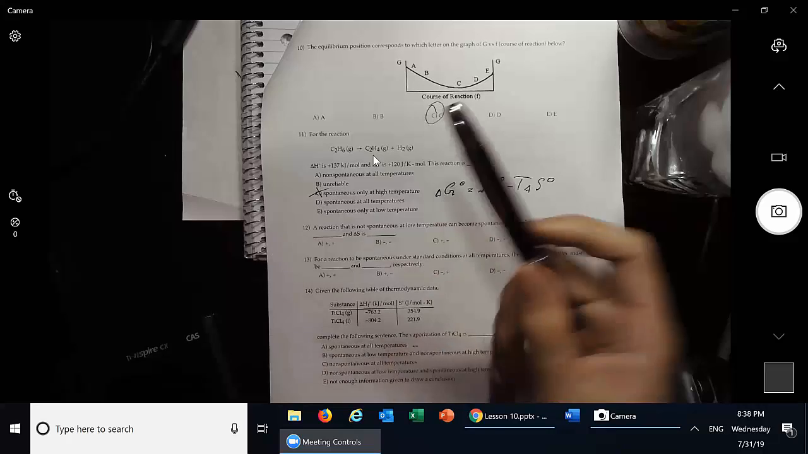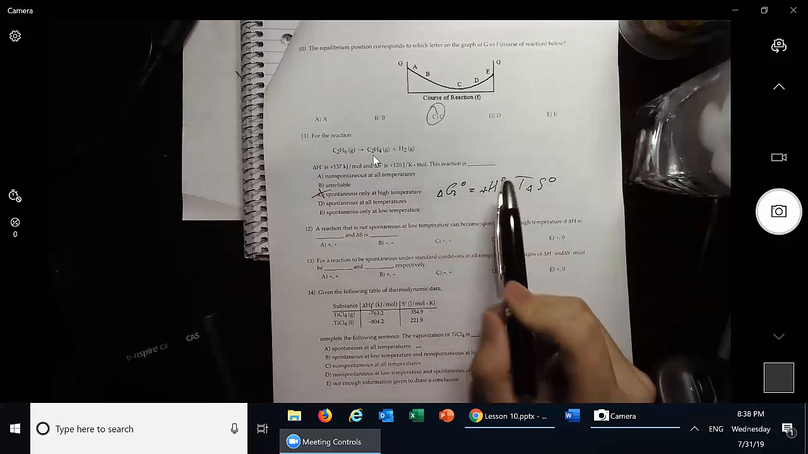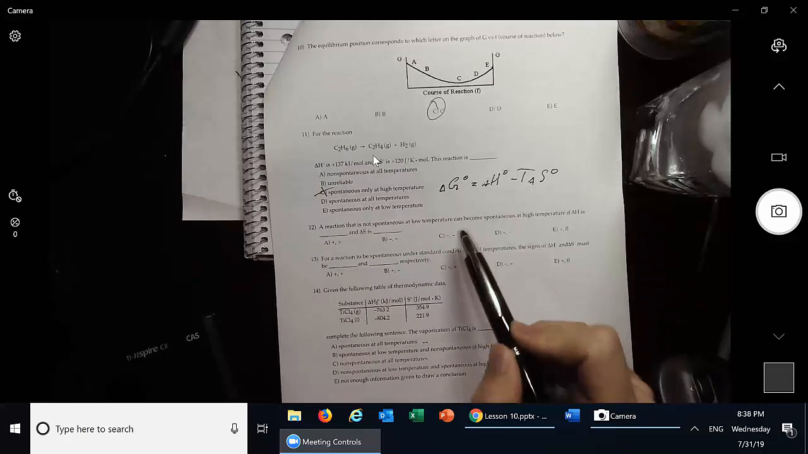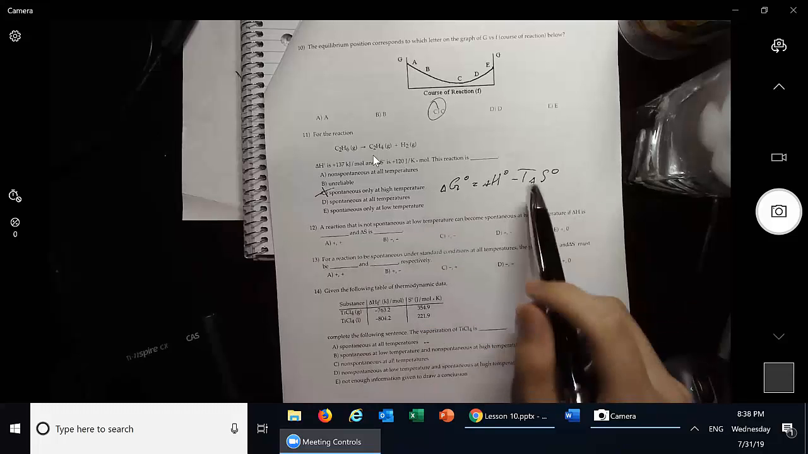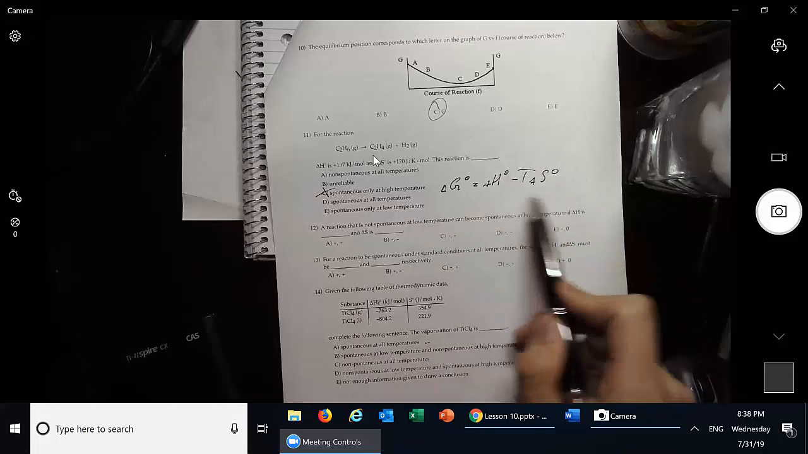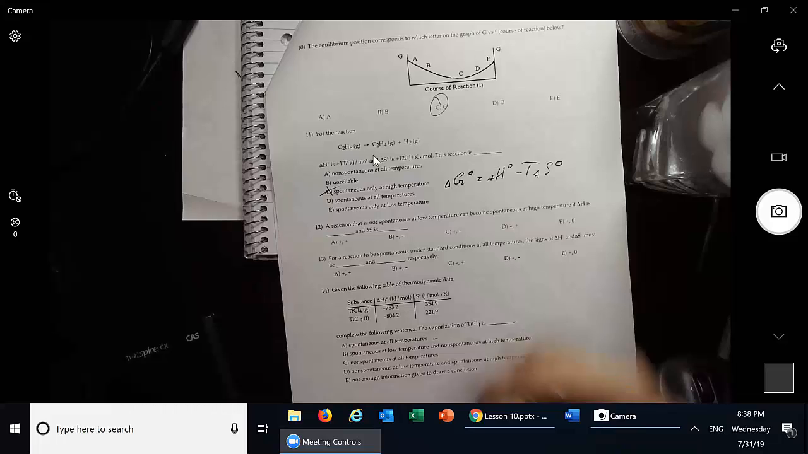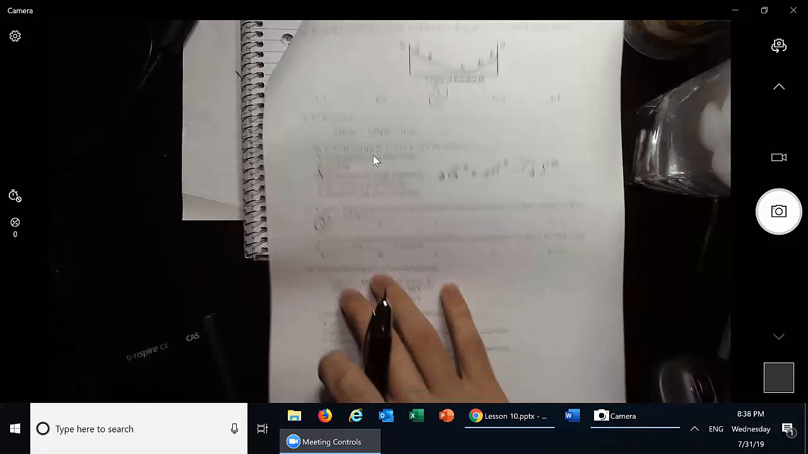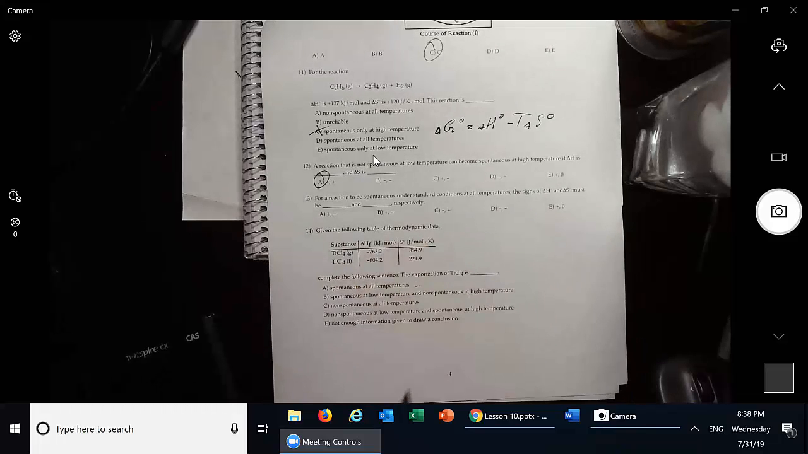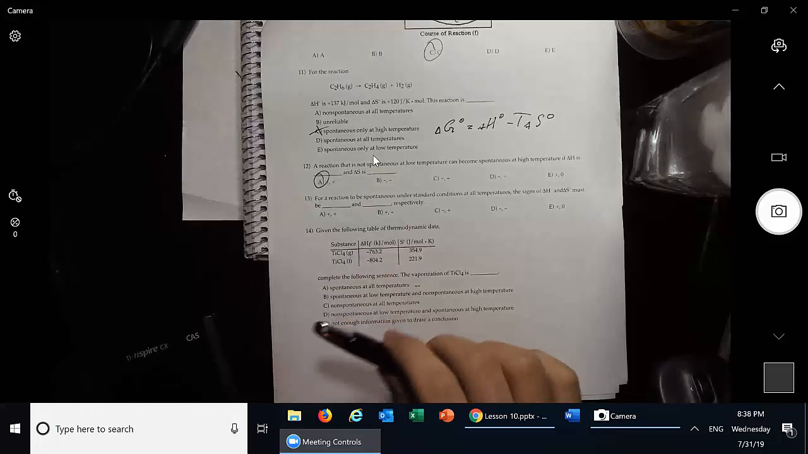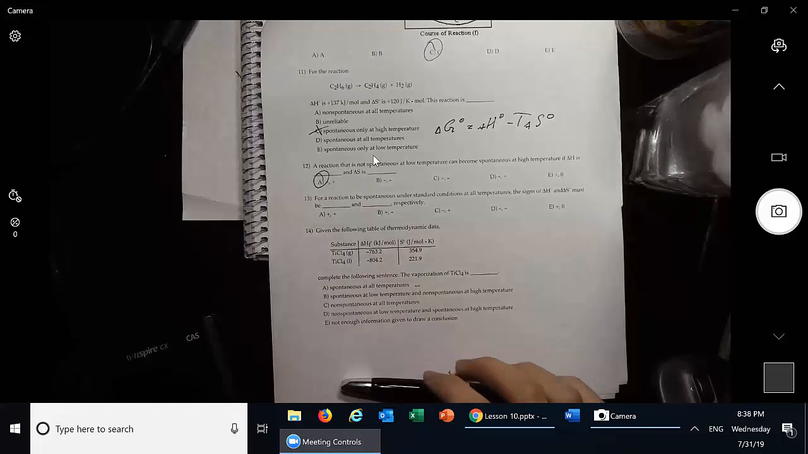It's nonspontaneous at low temperature, so we have a positive delta H, but it's spontaneous at high temperature, so we need a positive delta S, so that this term can become a very large negative number. So great, A. And 13? Someone else can try to do 13?